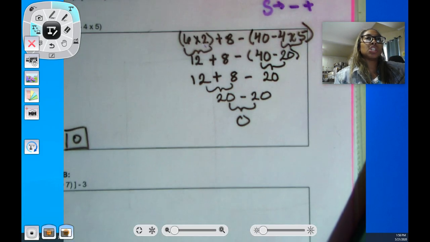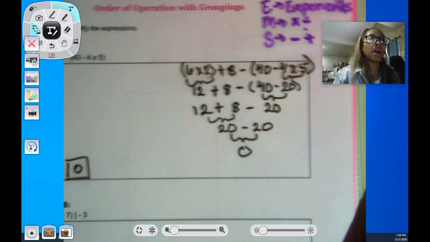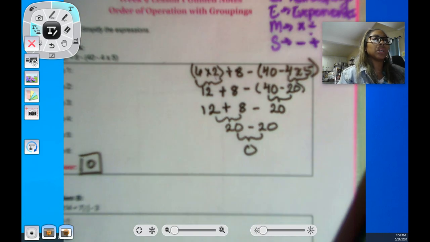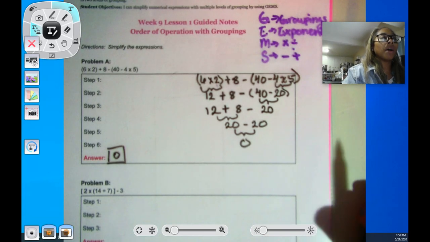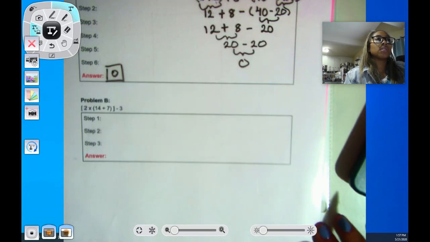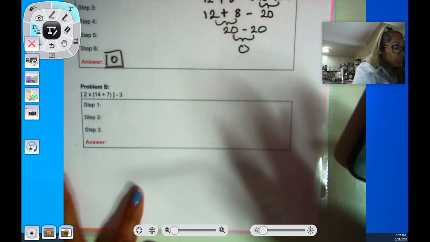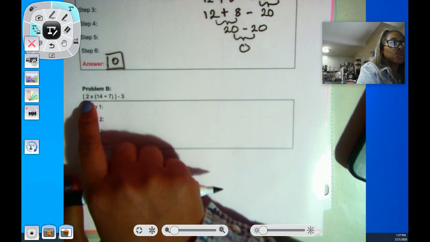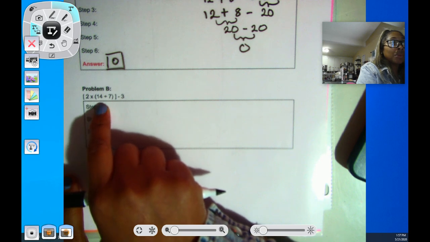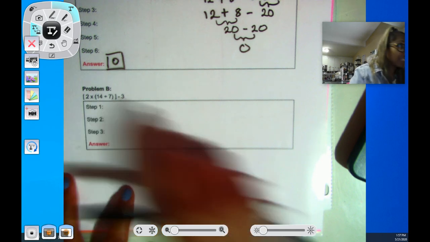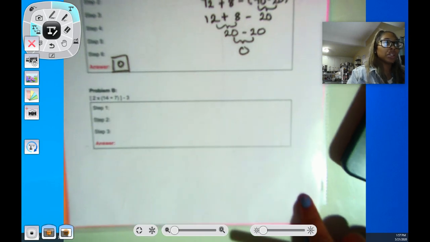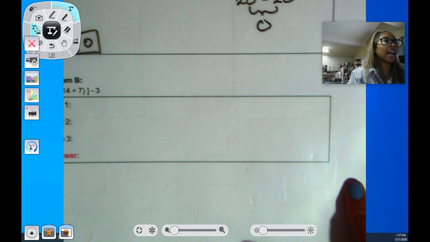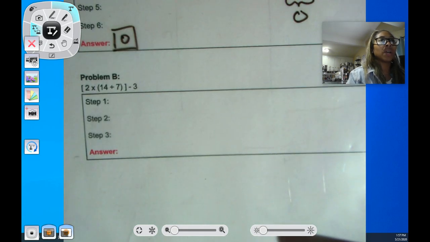So we just finished evaluating the first problem. We're going to go ahead and move on to the second one. Let me zoom out a little bit here. So the second problem, problem B, is, so now we have brackets. Brackets 2 times, and then inside of parentheses, 14 divided by 7, close parentheses, close brackets, minus 3. So we've got a lot going on in this problem. Let's go ahead and dissect.